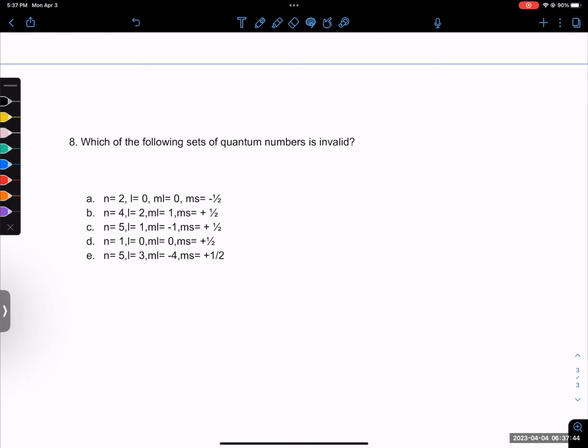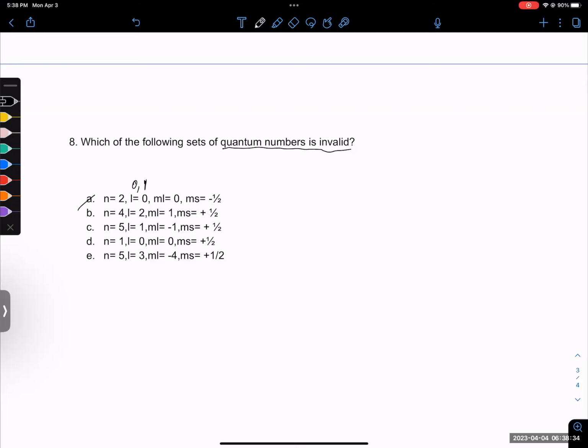So let's see. Go ahead, Rich, go validate or invalidate each one. Which of the following sets of quantum numbers is invalid? Option A, n equals 2 seems valid enough, right? It's from 1 to infinity, and 2 is between 1 and infinity, so we're good. L is from 0 to n minus 1, so L can only be 0 or 1. So L is 0, that's fine. M sub L, if L is 0, M sub L is only 0. M sub S is -1/2, so A is valid.